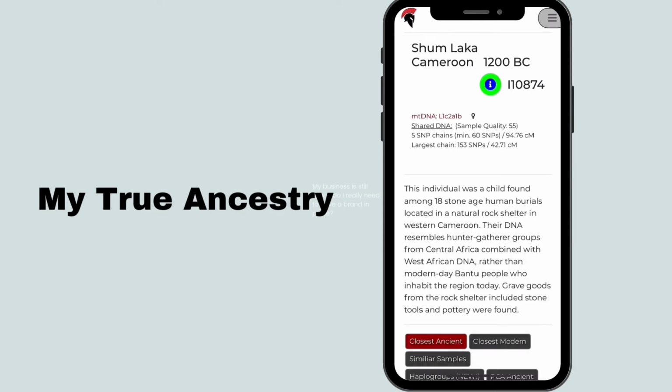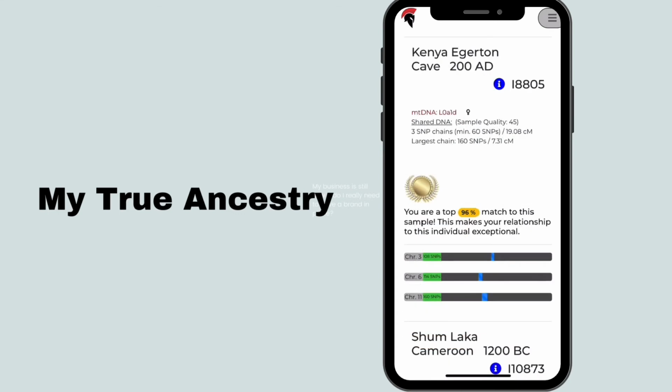And then when we click on the blue and green button, the little information button on the page, you see that it says this individual was a child found among 18 Stone Age human burials located in a natural rock shelter in western Cameroon. Their DNA resembles hunter-gatherer groups from Central Africa combined with West African DNA, rather than modern-day Bantu people who inhabit the region today. Grave goods from the rock shelter included stone tools and pottery.